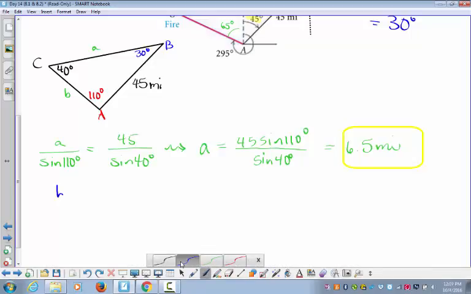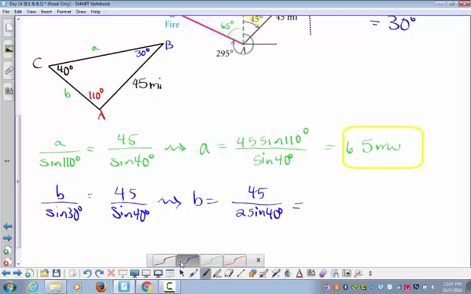So to get side B, we're going to put B divided by the sine of 30 degrees. That will equal our same ratio here, 45 over sine of 40. So then B will be 45 times sine of 30, and sine of 30 is a half, so we know that. We can just calculate, put that in over here. And then what do we get for side B rounded to the nearest tenth? Type in all that. Make sure you wrap your denominator. I'm getting 35.0. Somebody else get that?